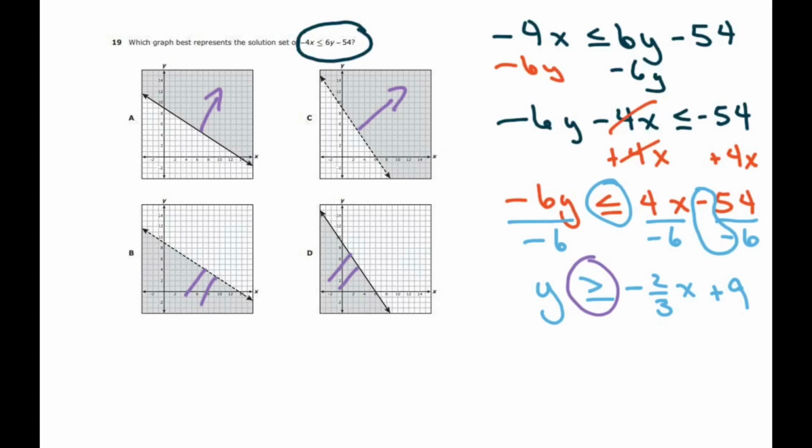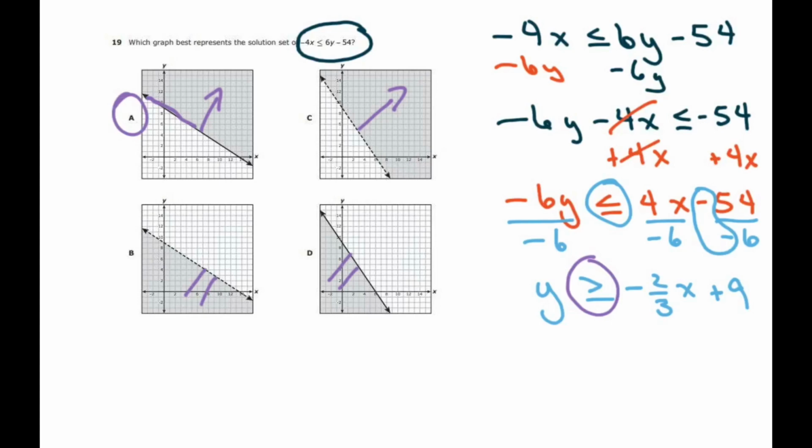So just be careful with that. Also, it has an equal, so it's a solid line. If it has a dashed line, then it wouldn't have an equal. So the answer is A.